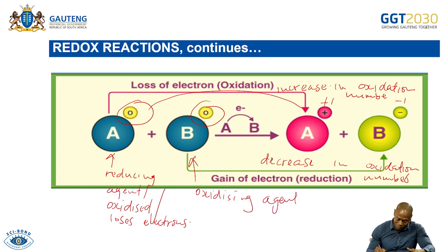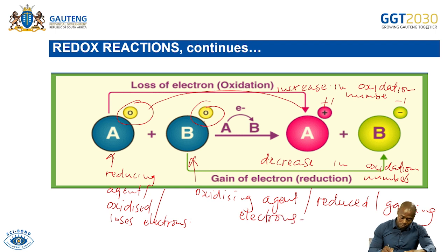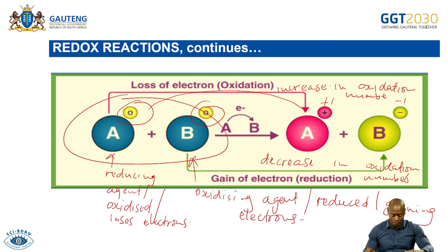This is just a hypothetical reaction. So oxidizing agent, or we can say a substance that is being reduced. And if a substance is being reduced, it means that the substance here is gaining electrons. Right. So this is our redox reaction.